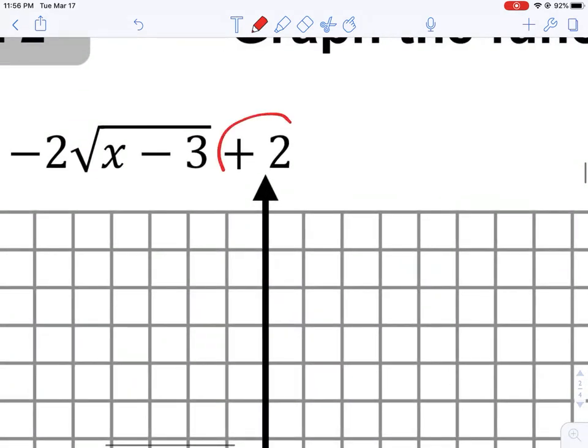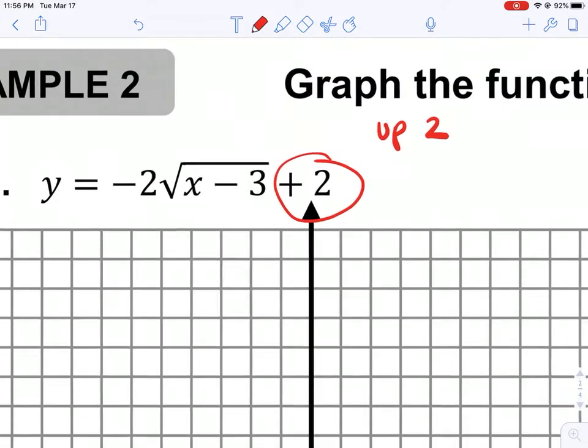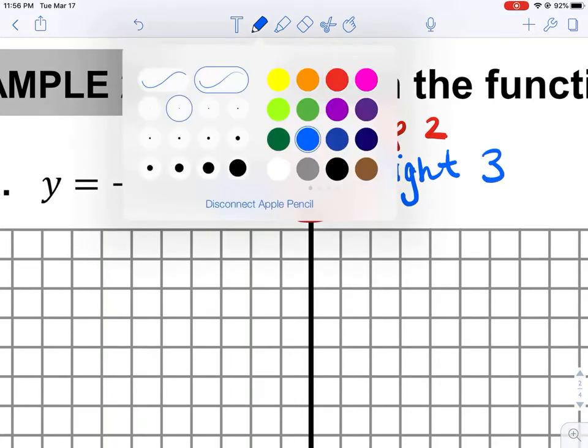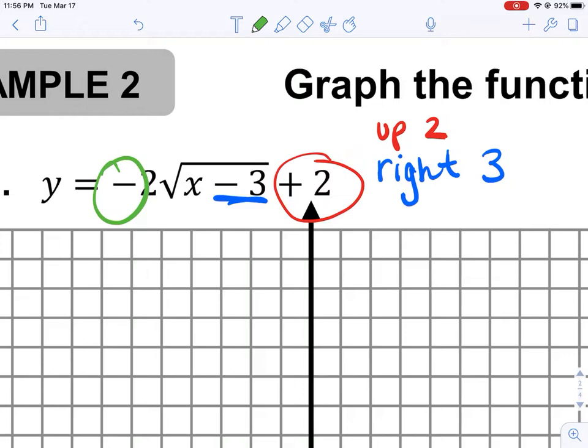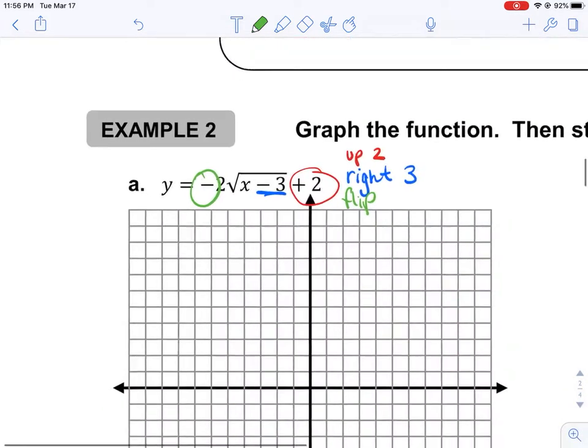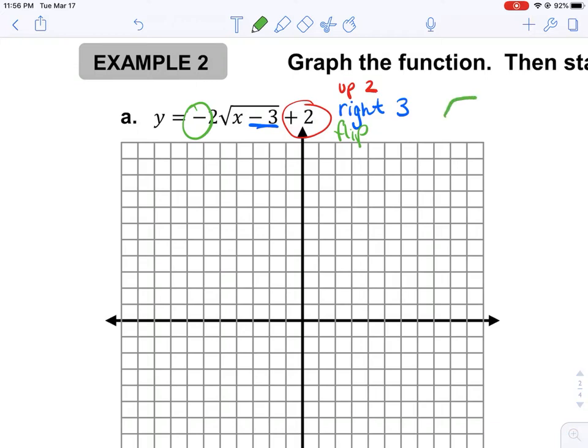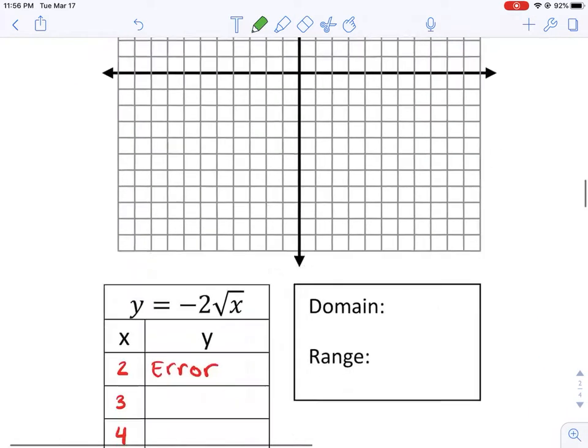And that makes sense because if you look here, we're adding 2, so our transformation is to move up 2, okay? Likewise here, we have a minus 3. That's going to move it right 3. And then our last thing is we have a negative here, so that's going to flip it. This is a square root, so it'll be like a U, except we're going to flip it, so then it'll be like that.